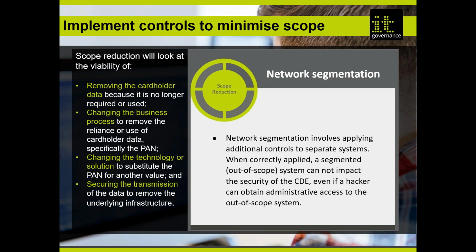DSS. It helps minimize the cost and scope of the PCI DSS assessment, the cost and effort of implementing and maintaining PCI DSS controls, and the risk to the organization. So network segmentation involves applying additional controls to separate systems. And when correctly applied, a segmented or out-of-scope system may not impact the security of the CDE. So if a hacker was to gain access to those other systems, then they would never be able to access the CDE. And that's how you can create the security.